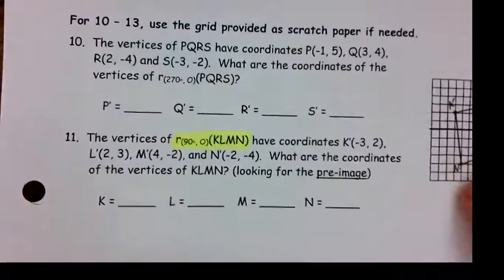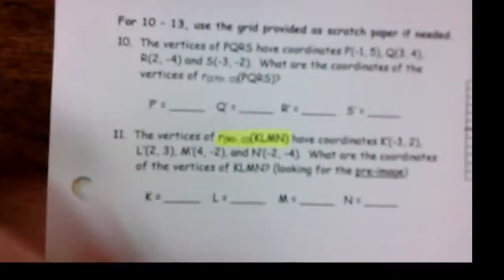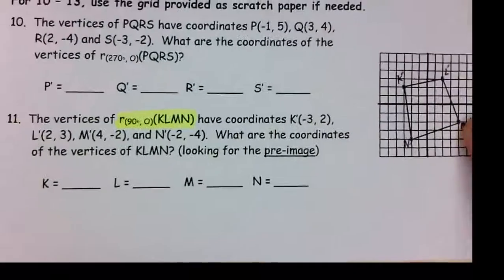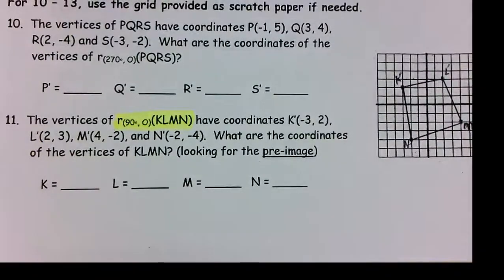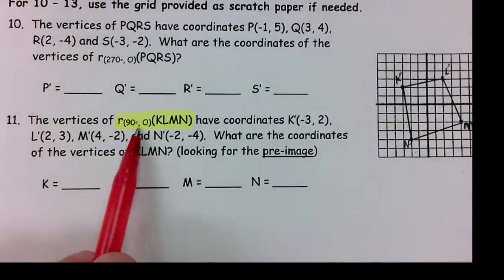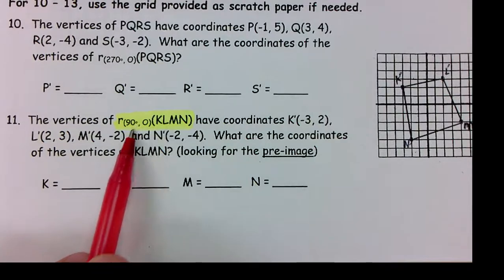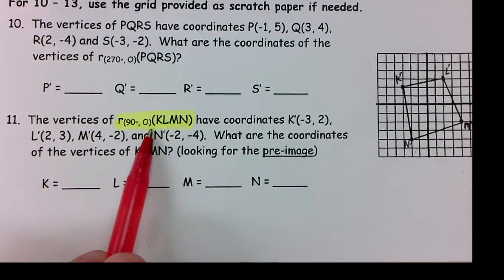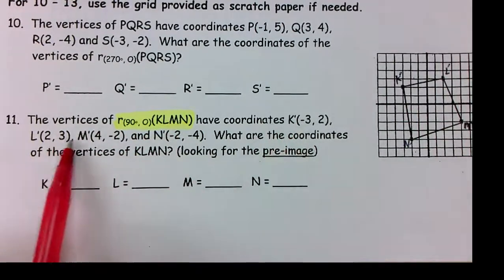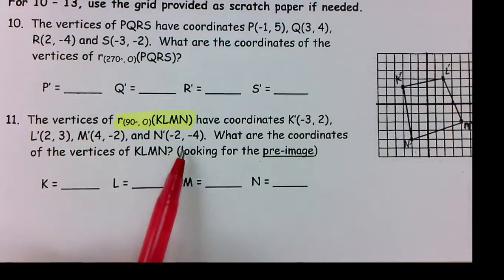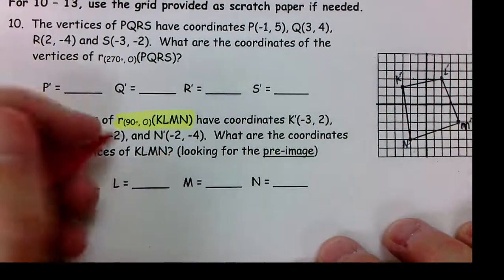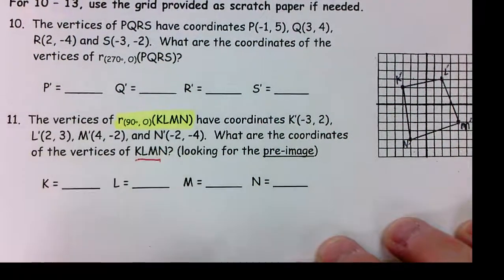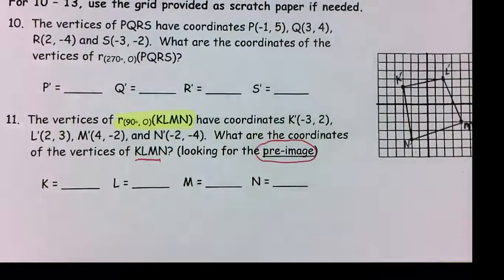So the thing about number 11 that makes it tricky is we were not trying to rotate the coordinates I gave you. The coordinates I gave you were already rotated 90 degrees. That's what this means. The vertices of this rotation have coordinates of K prime, L prime, M prime, and N prime. What are the coordinates of the vertices of this? I'm looking for the pre-image.